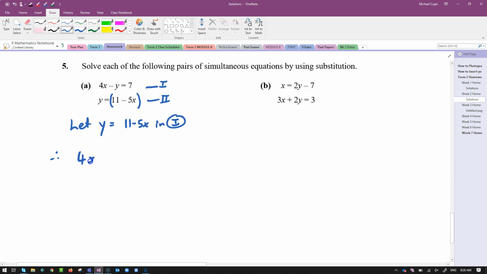Therefore, I'm going to have 4x minus, in brackets, 11 take 5x equals 7.